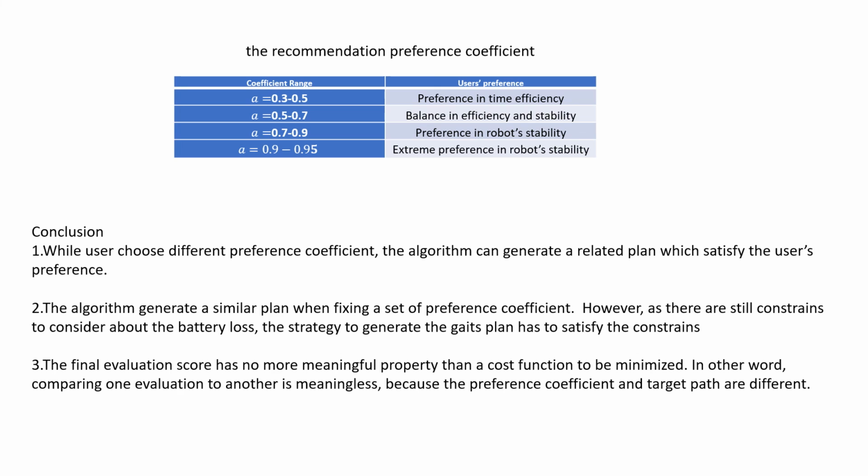The second is the algorithm generates a similar plan when fixing a set of preference coefficients. However, as there are still constraints to consider about the battery loss, the strategy to generate the gates plan has to satisfy the constraints. The third is the final evaluation score has no more meaningful property than a cost function to be minimized. In other words, comparing one evaluation to another is meaningless because the preference coefficient and the target path are different.